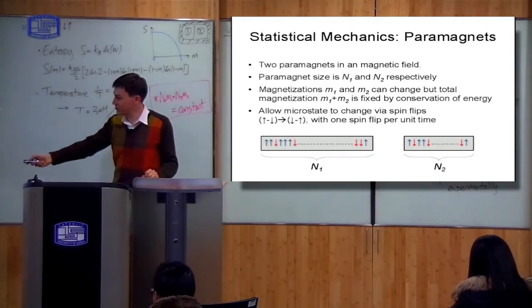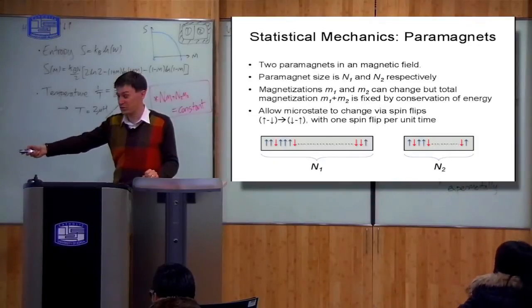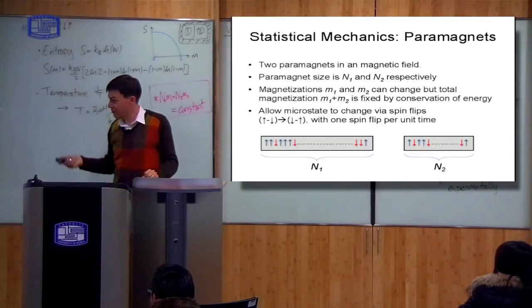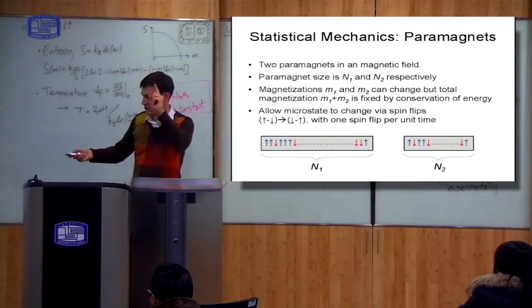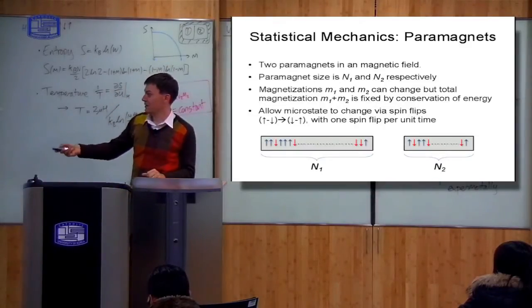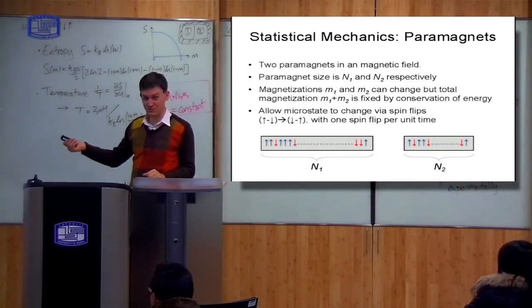Okay, finally, at the bottom of this slide, you can see a model of the two paramagnets. I use blue arrows pointing up to denote up spins, and red arrows to denote down spins. And here's N1 and here's N2.